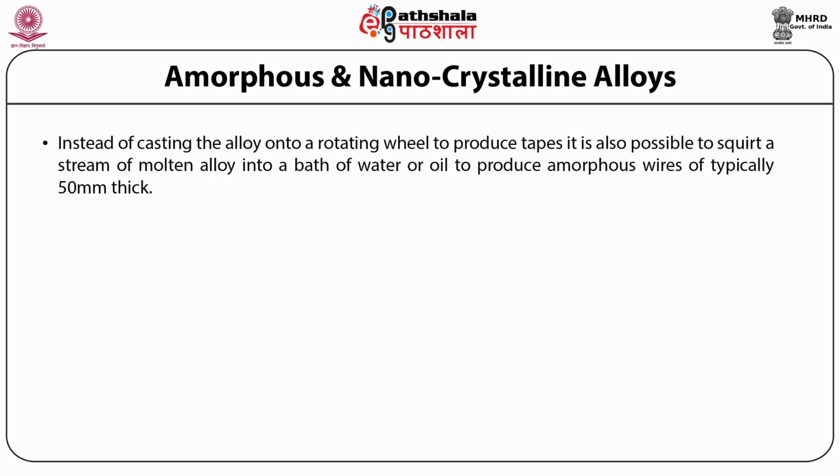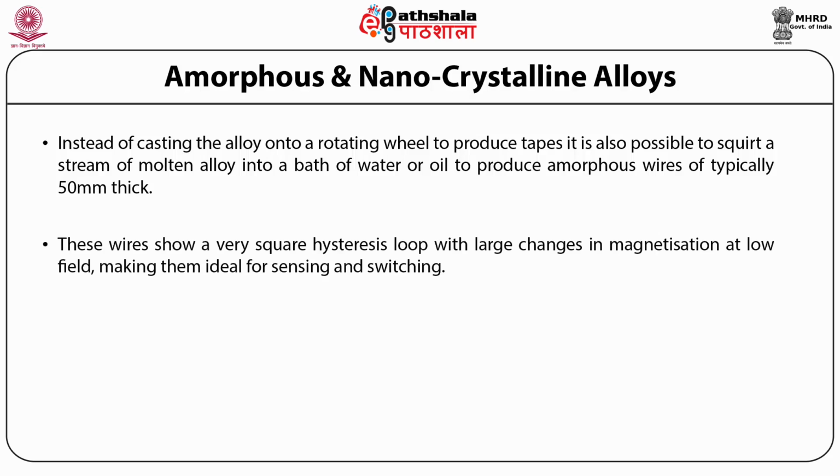Instead of casting the alloy onto a rotating wheel to produce tapes, it is also possible to squeeze a stream of molten alloy into a bath of water or oil to produce amorphous wires of typically 50 mm thick. These wires show a very square hysteresis loop with large changes in magnetization at low field, making them ideal for sensing and switching.